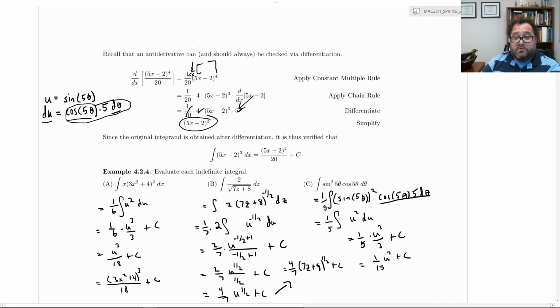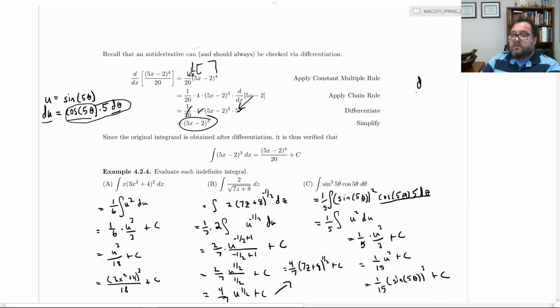And then our last step is just to change back to the original variable, back substitute, so reapply our substitution. We know that u equals sine 5 theta. That's at the top left hand of the screen right now. And so we get 1 over 15 sine 5 theta to the third power. Cool. Let's check ourselves via differentiation.